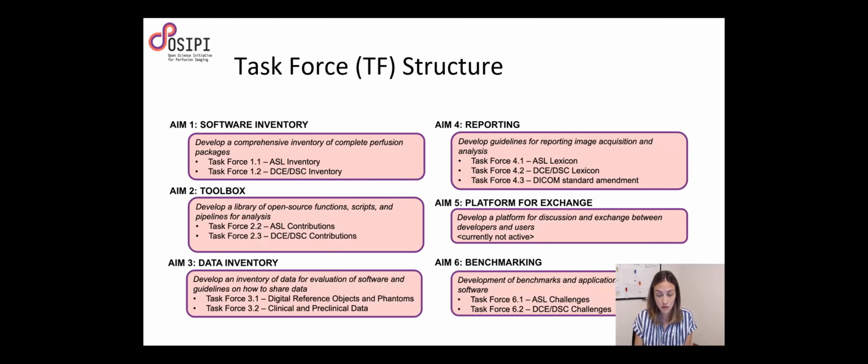3, data. So you need data to be able to test these software packages. 4, reporting, which is also a very important part of post-processing. How are you going to report the image acquisition parameters as well as assumptions made during the analysis? 5 is a platform for exchange. This is for users and developers. And then lastly, benchmarking. So we can actually go ahead and use the data from the AIM 3, and then we can benchmark the post-processing pipelines through AIM 1 and AIM 2.